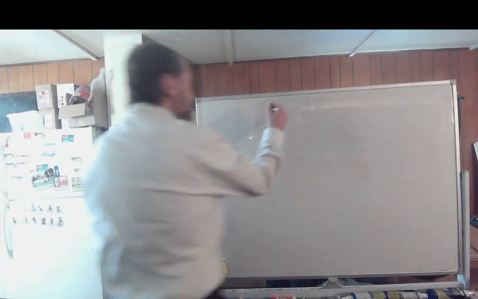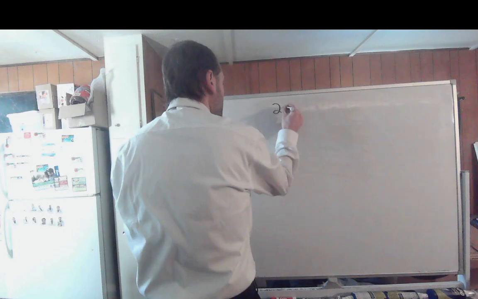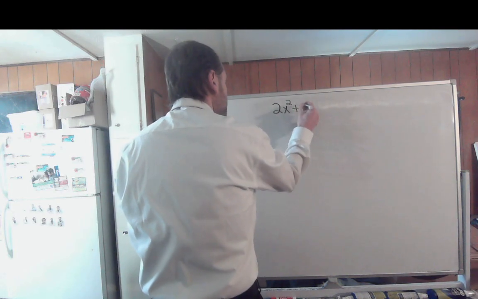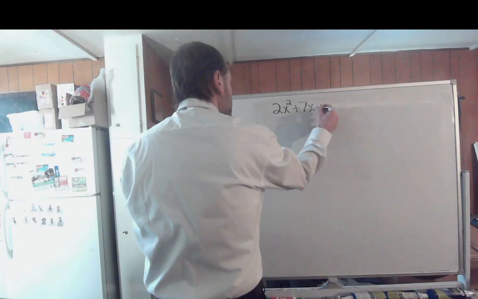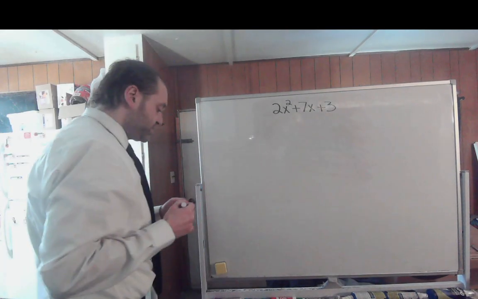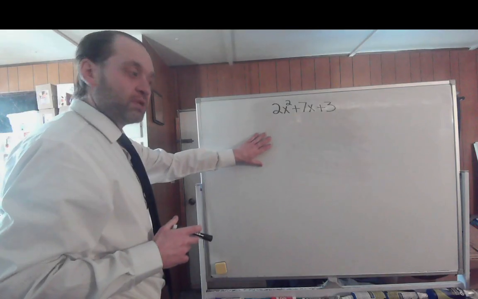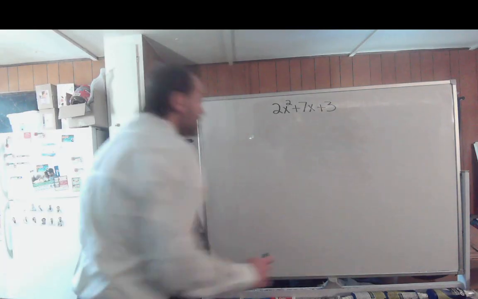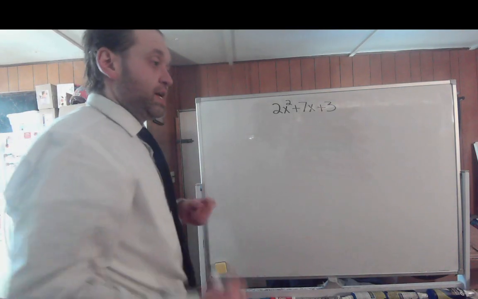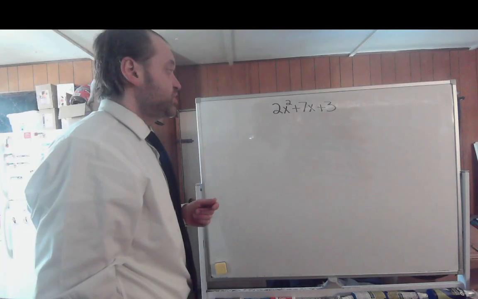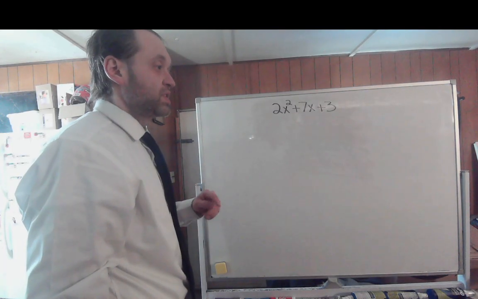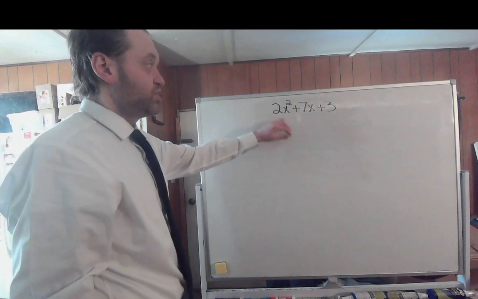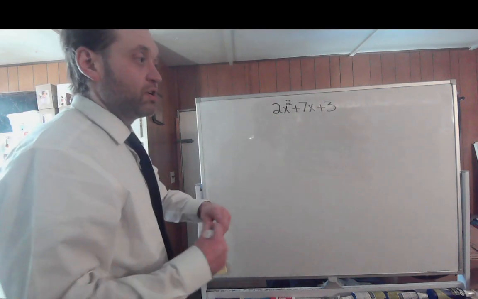So what if we had something like, let's say, 2x squared plus 7x plus 3. So we have 2x squared plus 7x plus 3. Okay. Well, what you have to do then, the idea is you want to take factors of your leading coefficient, which is the coefficient on the x squared term.